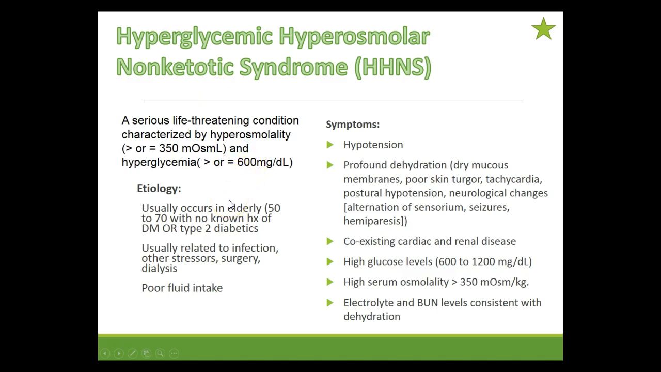Usually will occur in elderly with no known history of diabetes, usually related to infection, other stressors, surgeries, or dialysis. A lot of times these patients have poor fluid intake. Symptoms: hypertension, profound dehydration, very, very dehydrated. Because just think about it, look what's going on here. This totally, just reading this makes me dehydrated. May also have a coexisting cardiac and renal disease. Very high glucose levels. Can I say that it's high? And also a high serum osmolarity. And again, serum osmolarity talks about looking at solutes in the blood. Electrolyte and BUN levels are consistent with dehydration.